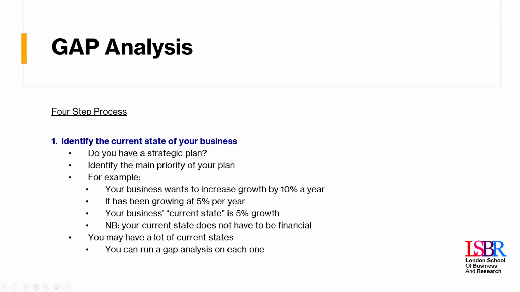So what do you do with gap analysis, or how do you achieve successful results? Well, it's all about identifying the current state of your business. Do you firstly have a strategic plan? What is the main priority, or what are the main priorities in your plan? For example, you might want to increase your business growth by 10% for a year for the next 10 years. You might want to grow at 5% per year. Maybe your business current state is 5% growth. So currently you're growing at 5% every year, but you want to achieve 10% every year. How are you going to do it? What's the gap? How do you get from 5% growth to 10% growth?